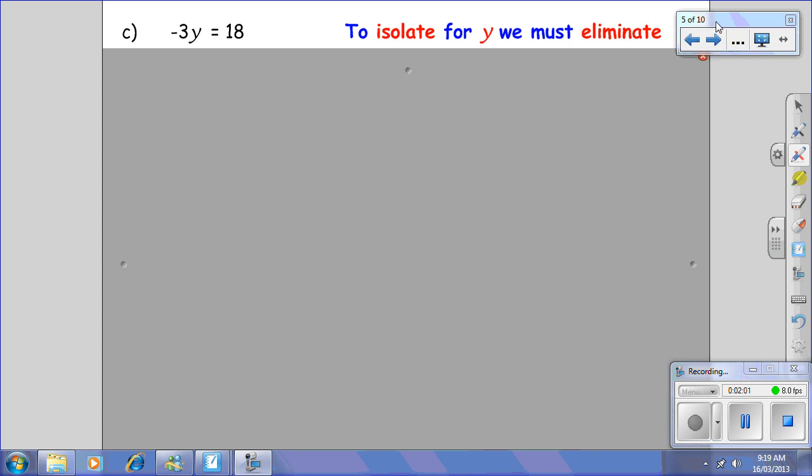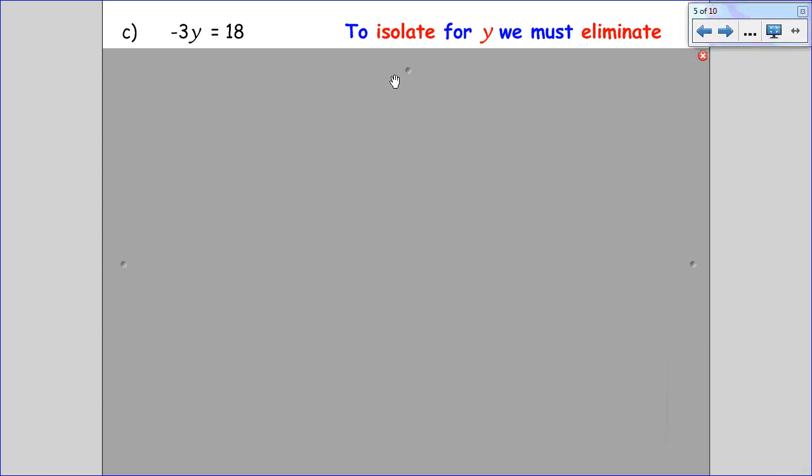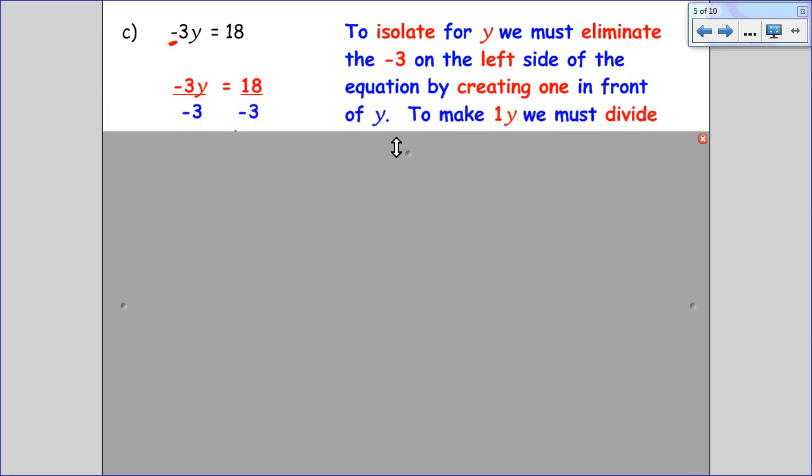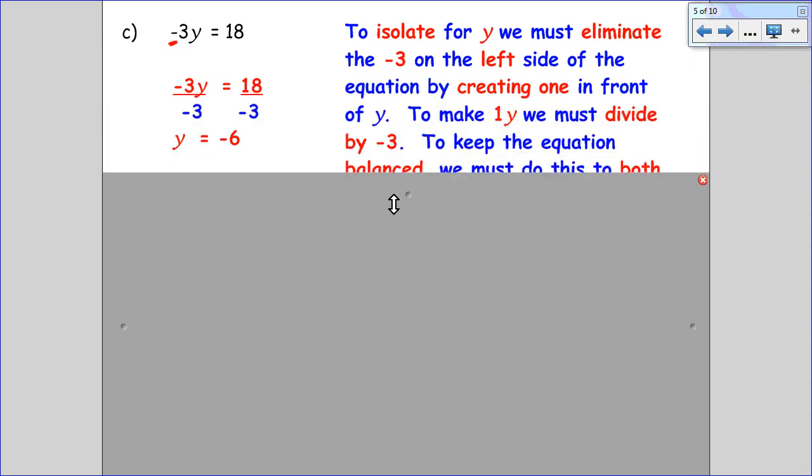Negative 3y is 18. I need to isolate for y. And if you think back to our balance scale, we were splitting things into groups, and we discovered that to get rid of a multiply by something, we had to divide. Now we can't forget that sign in front of the y also. We have to divide by negative 3 on both sides, and y is negative 6.